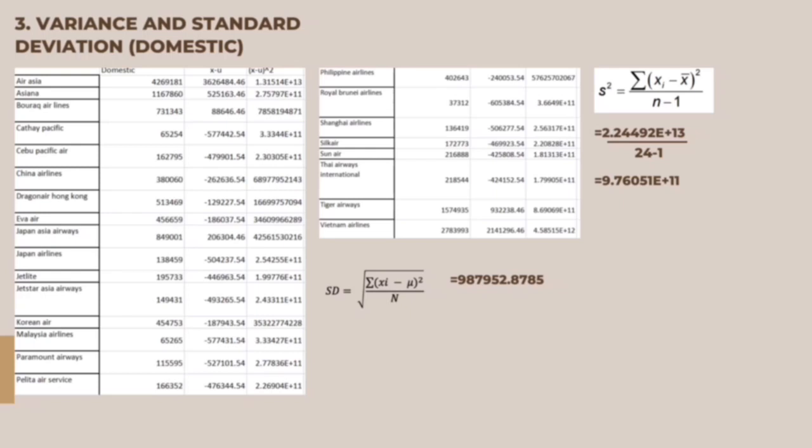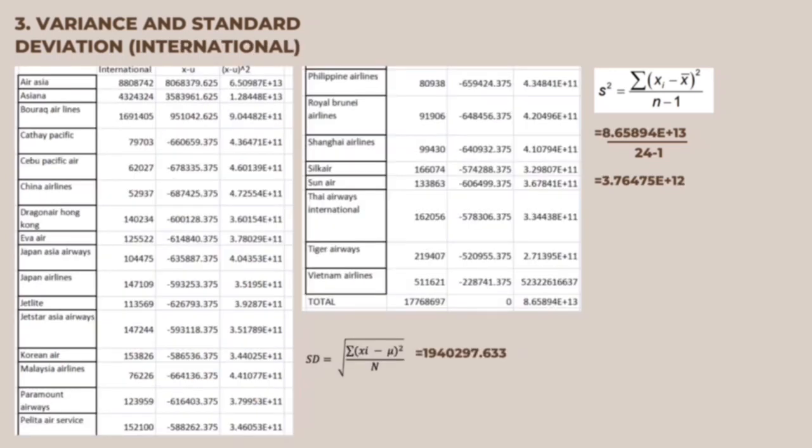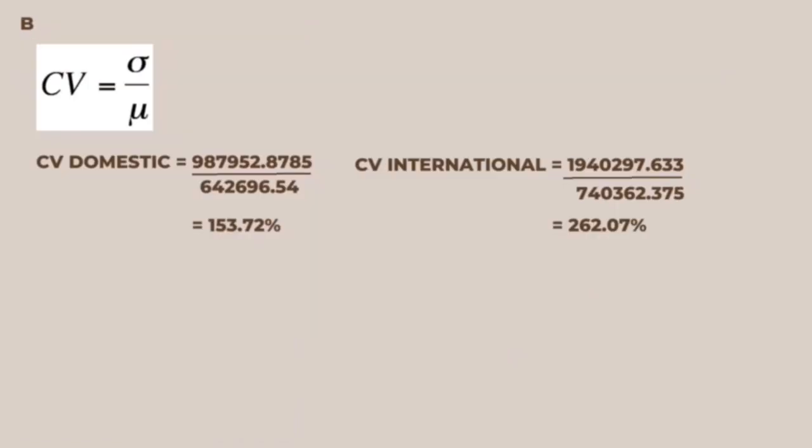For domestic variance, I get 9.76051E+11, and for standard deviation, I get 987,952.88. For international variance, I get 3.76475E+12, and standard deviation I get is 1,940,297.63.